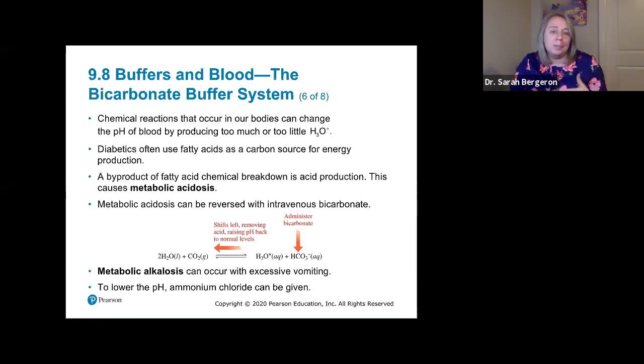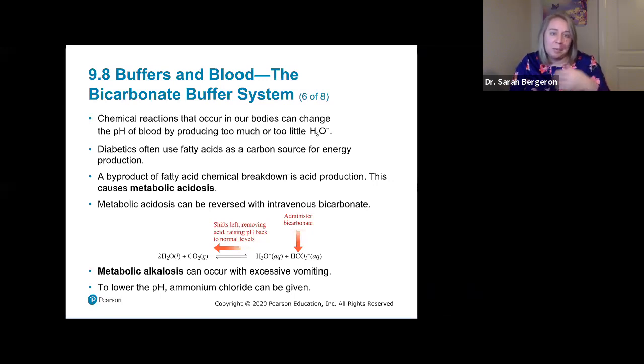And so you can also get this even if you're not a diabetic. If you have excessive vomiting, this will actually result in the same thing. And so you need to lower the pH of the person's blood, and you can give them something like ammonium chloride, something that's going to go ahead and lower that pH. You know, you're too basic, you're going to go ahead and lower that pH. If you have metabolic alkalosis, right?